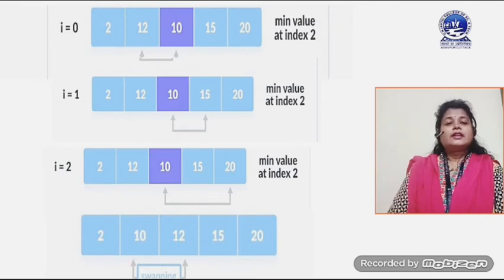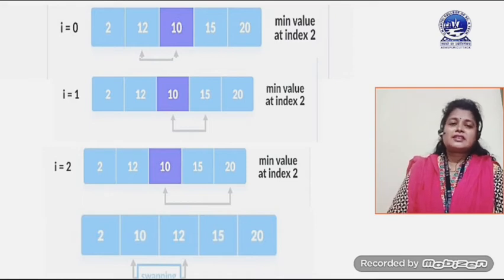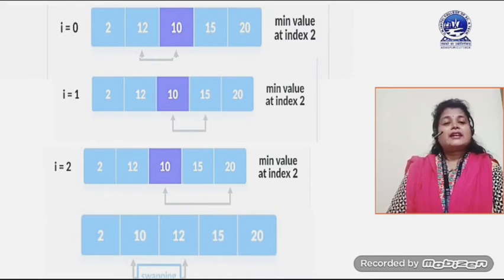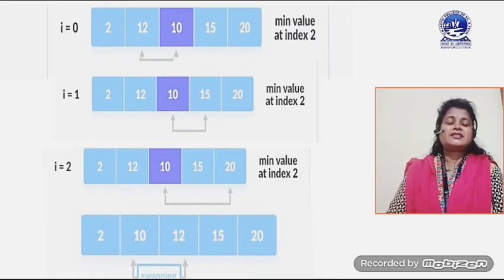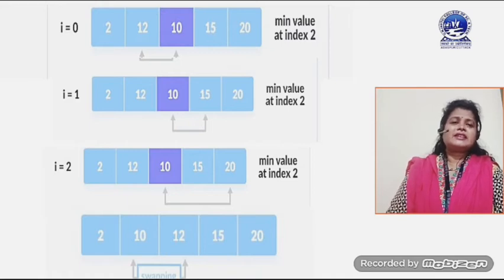Here we got our two lists, one is sorted and another one is unsorted. The 2 and 10 are in the sorted list and 12, 15, 20 are in the unsorted list. When the system is doing the operation, when the selection sort algorithm runs, it will perform checking till the end.